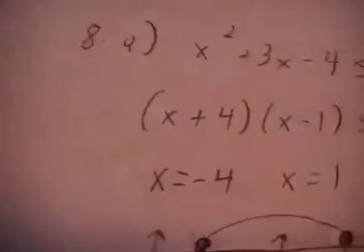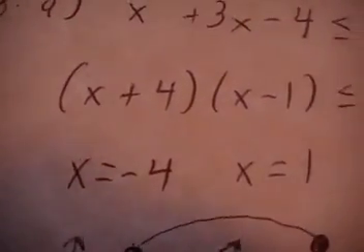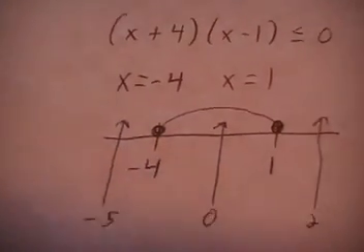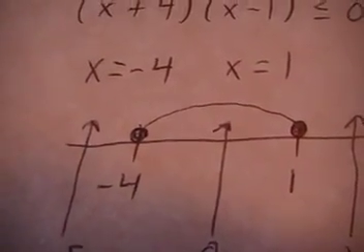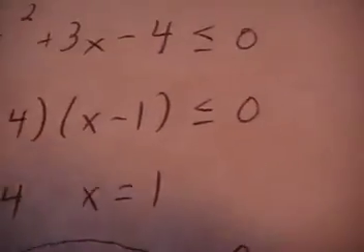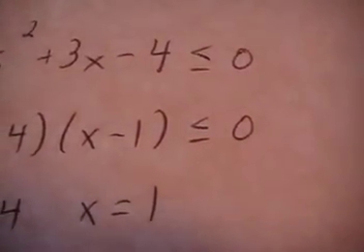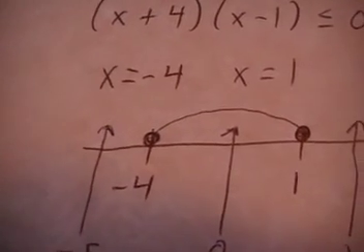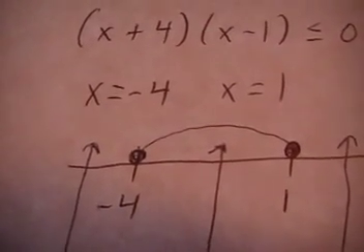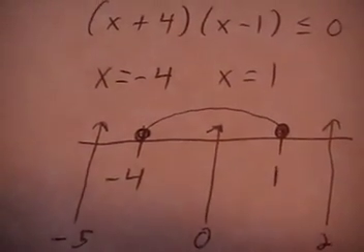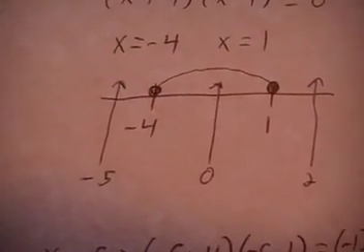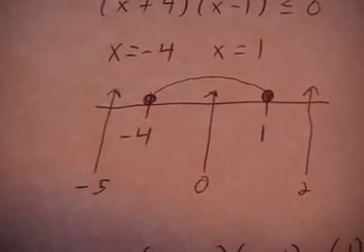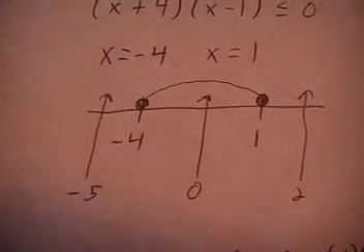Then you take those two answers, or however many there are, and put them on a number line. -4 is on the left, +1 is on the right. Because the original inequality has an or equal to, we put closed circles on them. And then basically what it comes down to is we're going to create three sections of this graph: the left of -4, in between -4 and 1, and the right of 1.